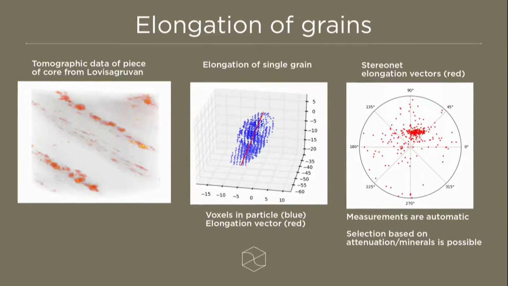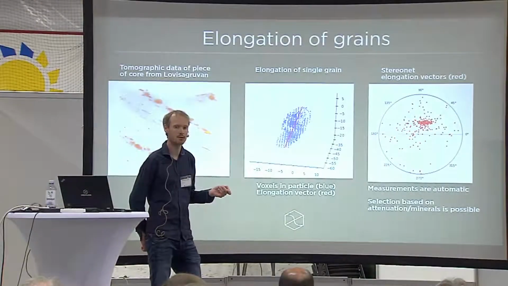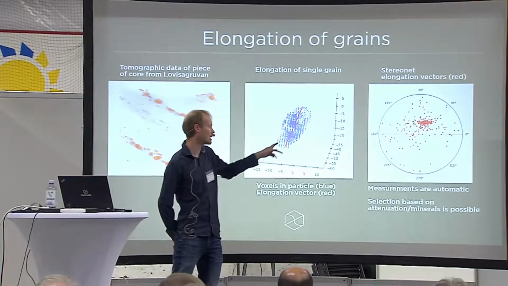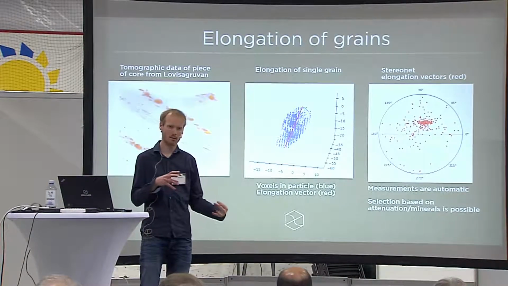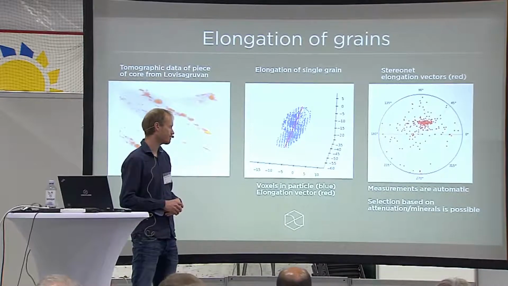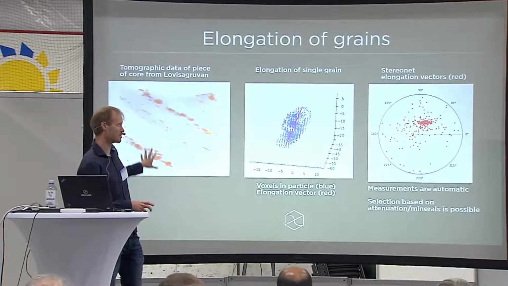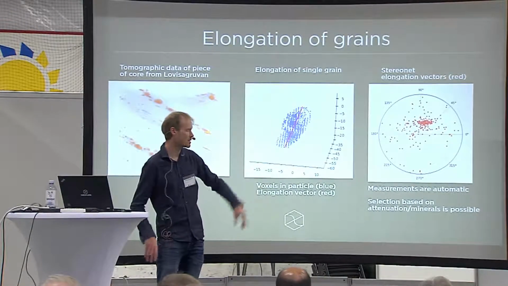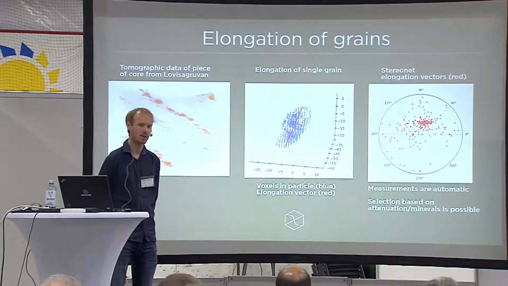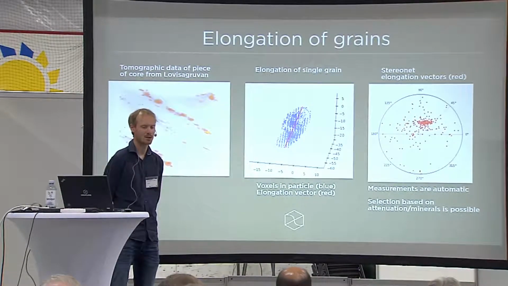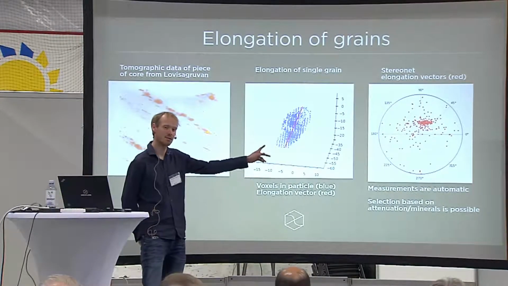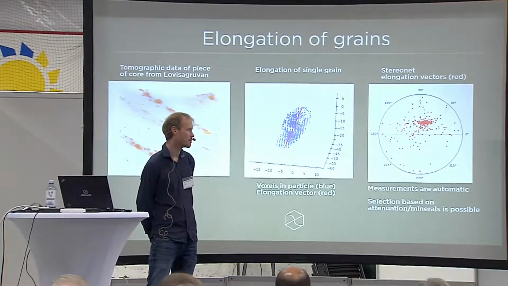The blue dots are 3D coordinates of voxels belonging to the particle. And what you can do, like I've done here, is to draw a line along the major axis of the particle. This can be done automatically for all the particles you detect in your volume. On the right-hand side here, I plotted the orientation of these vectors on the stereo net. I won't go into detail to define what the stereo net is, but it basically shows you the orientation of these vectors in 3D space.